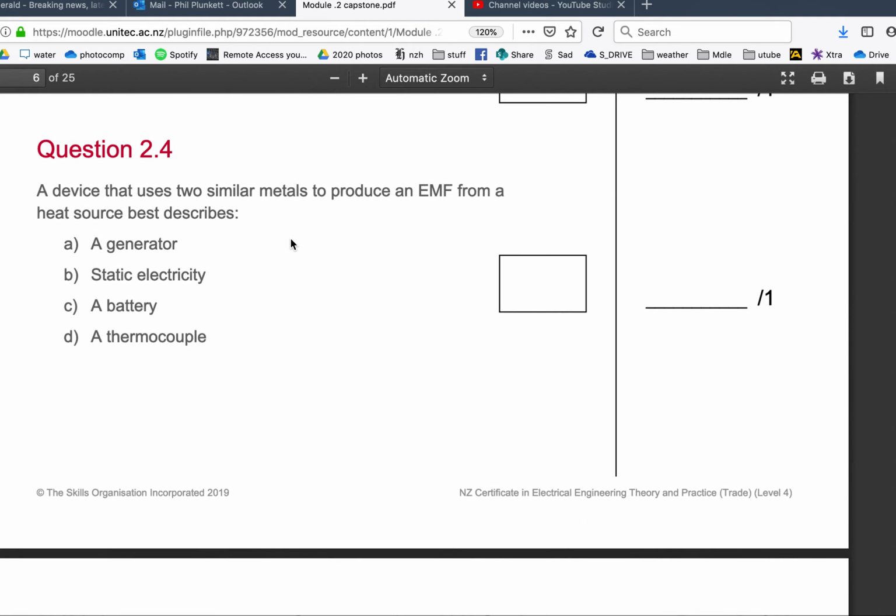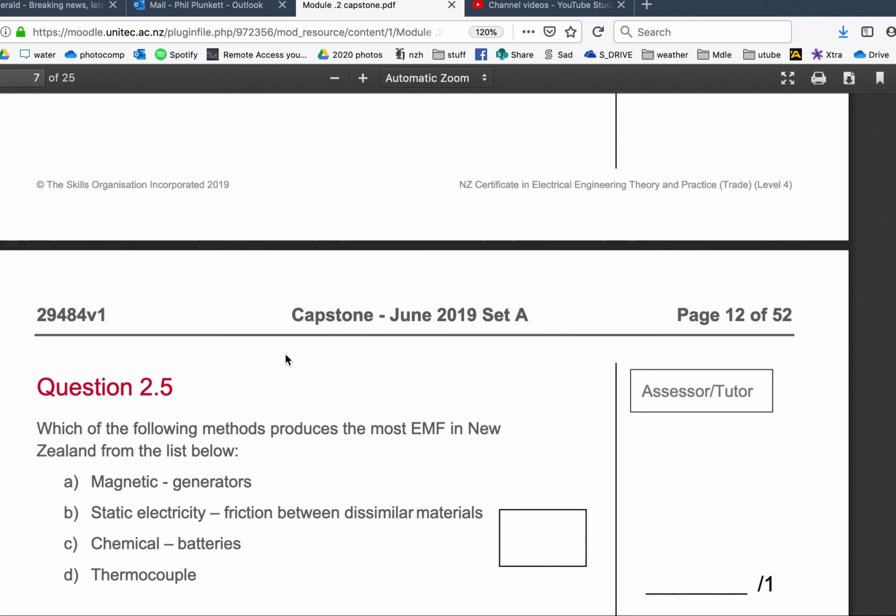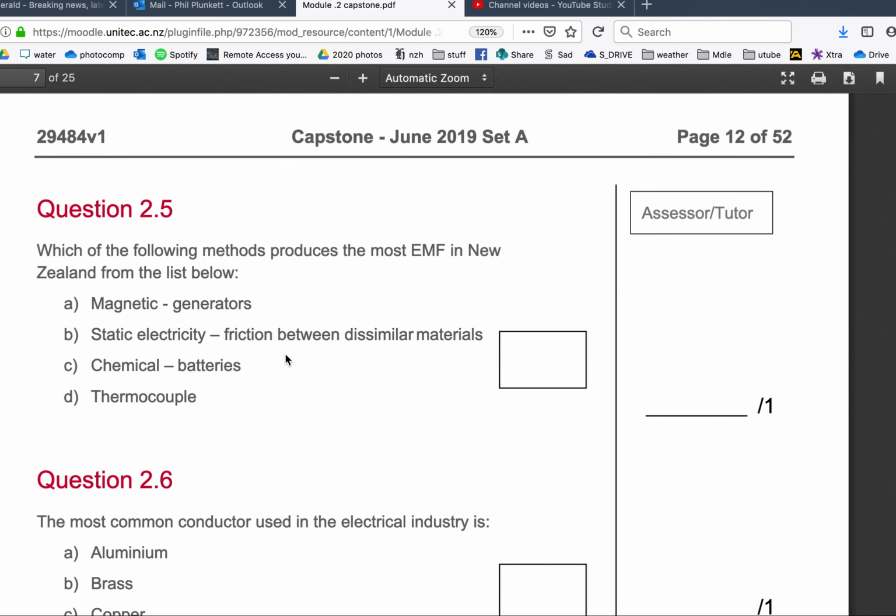A device that uses two dissimilar metals to produce an EMF from heat. Okay, so you get two metals, you join them together, put them in heat, and electrons will travel from one to the other, and that is a thermocouple. Which of the following methods produce the most EMF in New Zealand? We use hydro, which is magnetic generators. We use hydro and wind, mainly hydro.